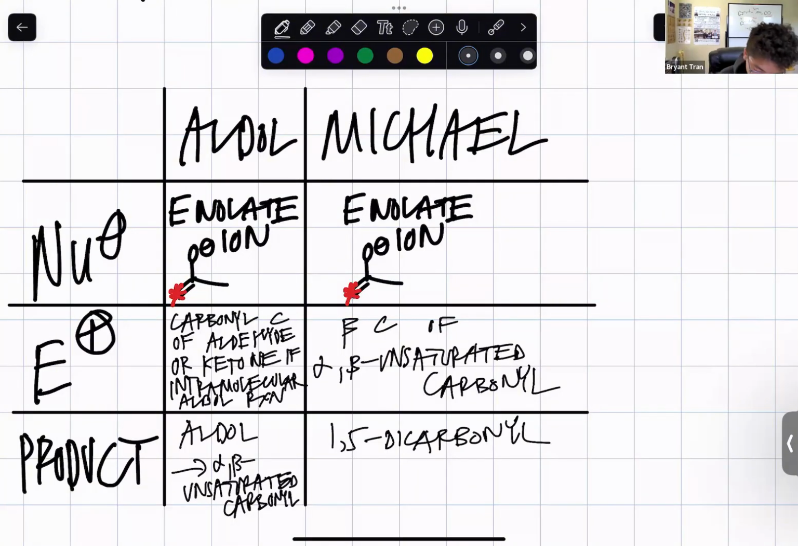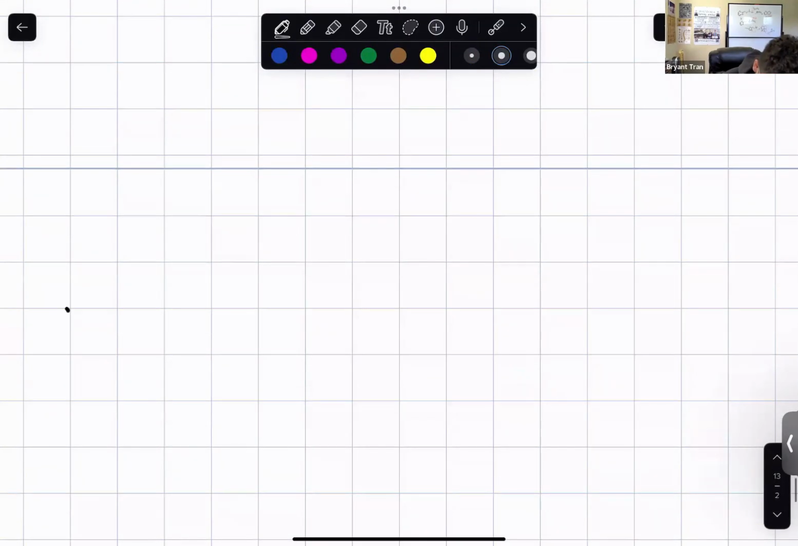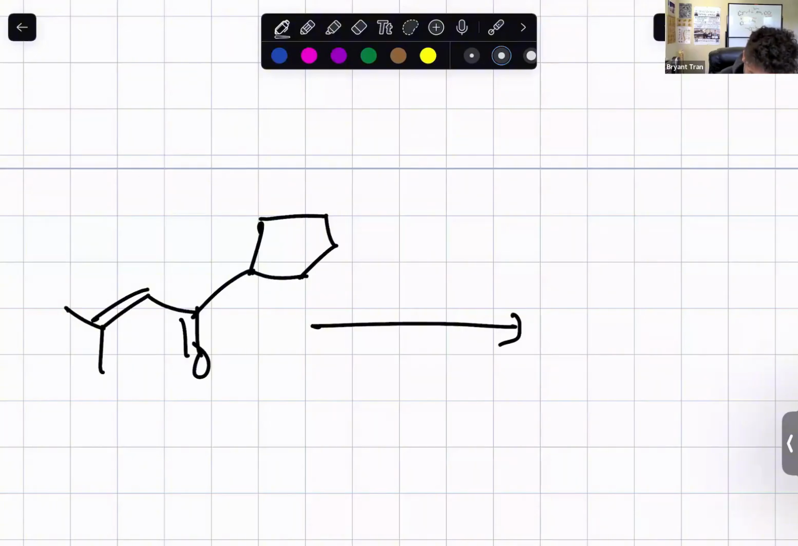Okay, now I want to give you guys one more example for Michael addition because I want to show you guys how to predict the product quickly for that. Let's say we have this alpha beta unsaturated carbonyl and we react it with, let's say, this enolate ion right here, right, with acid workup. Here's how to predict the product quickly.